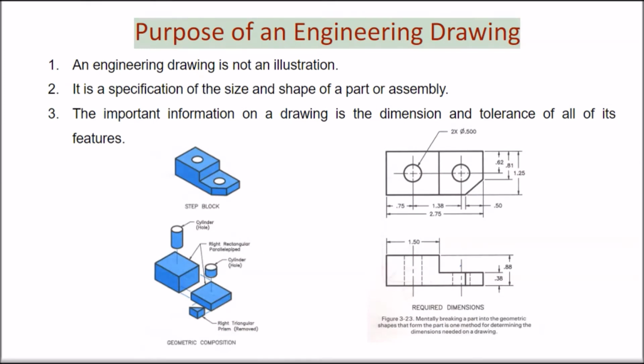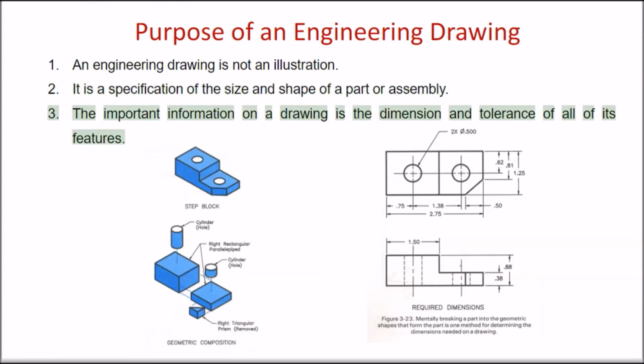Purpose of an engineering drawing. 1. An engineering drawing is not an illustration. 2. It is a specification of the size and shape of a part or assembly. 3. The important information on a drawing is the dimension and tolerance of all of its features.